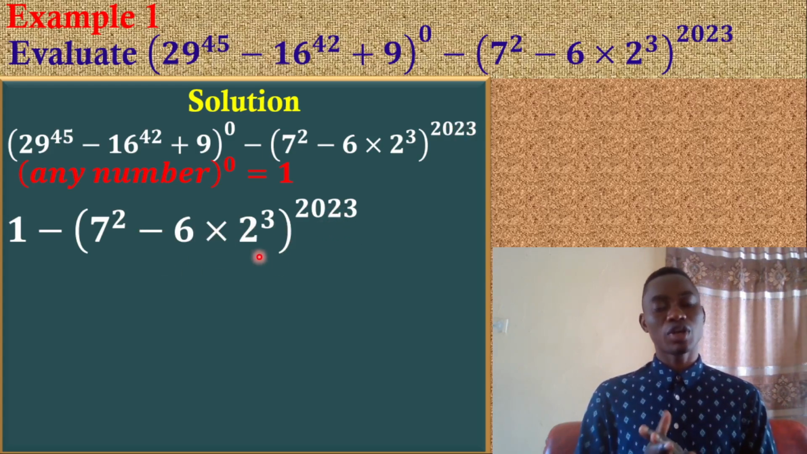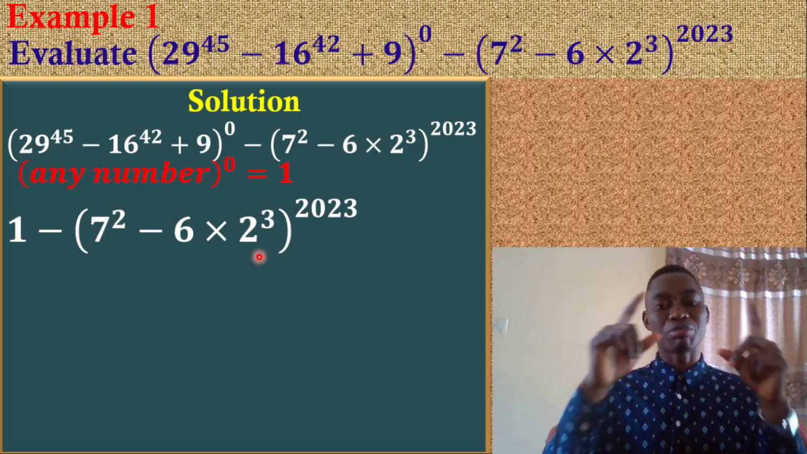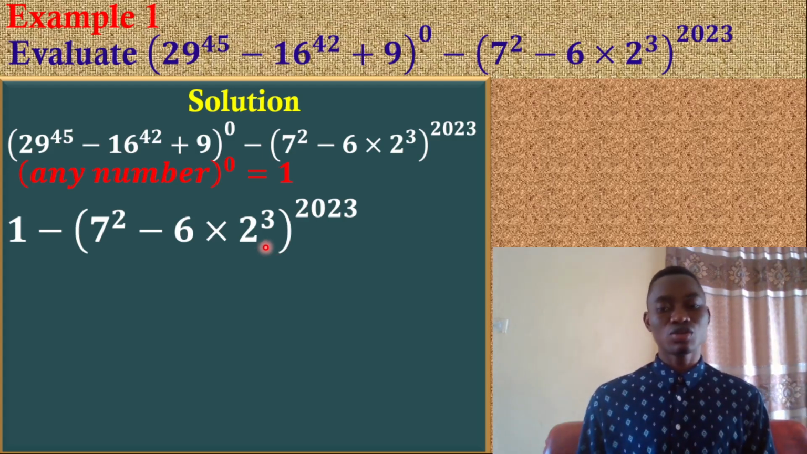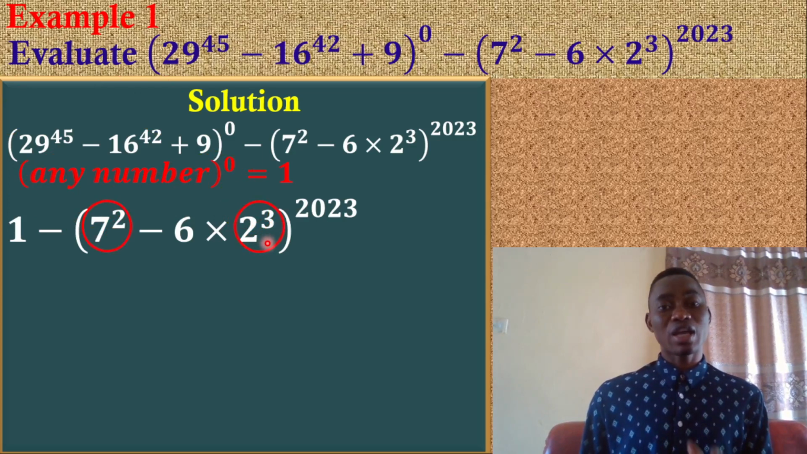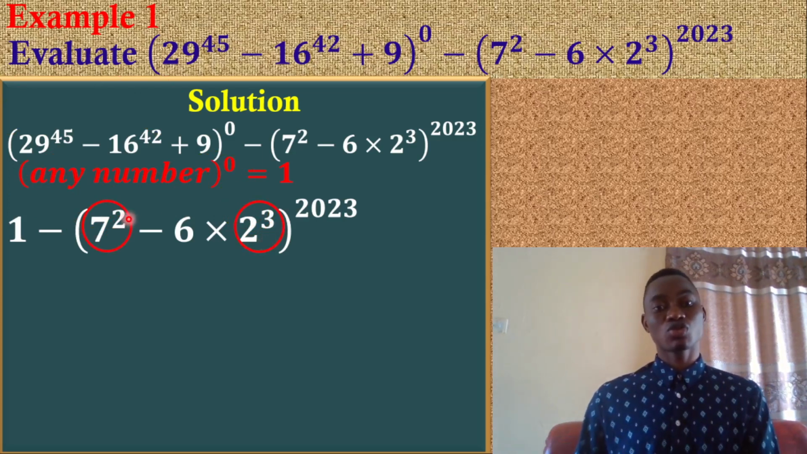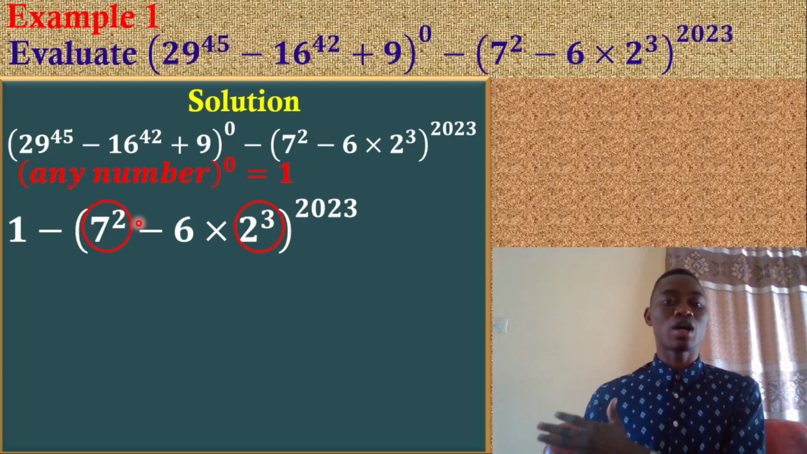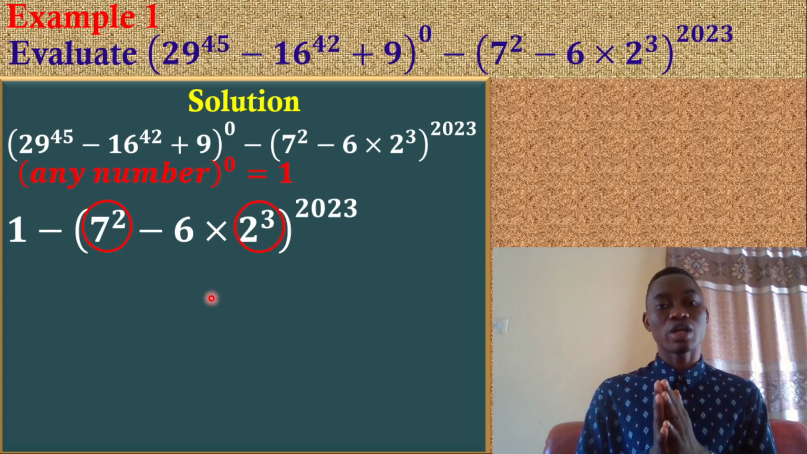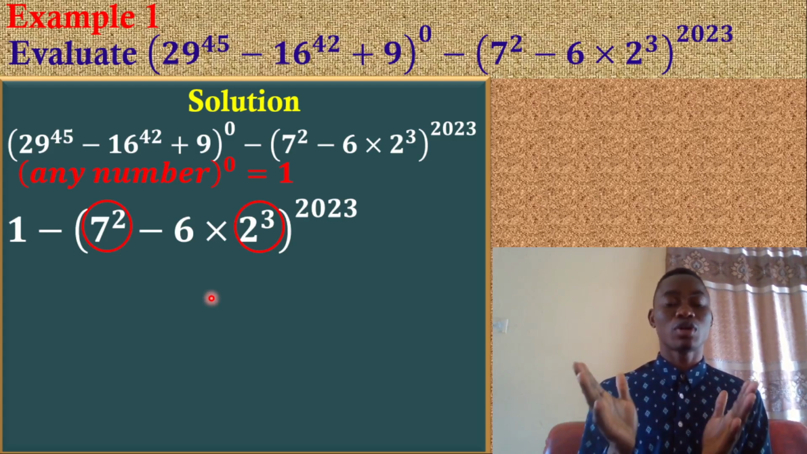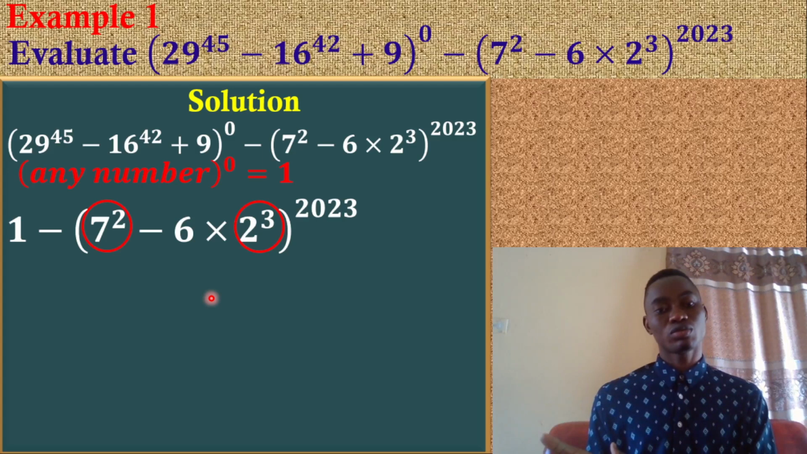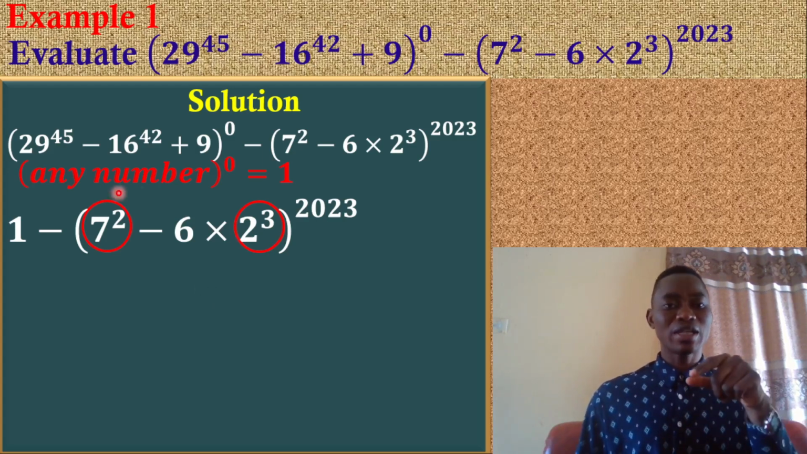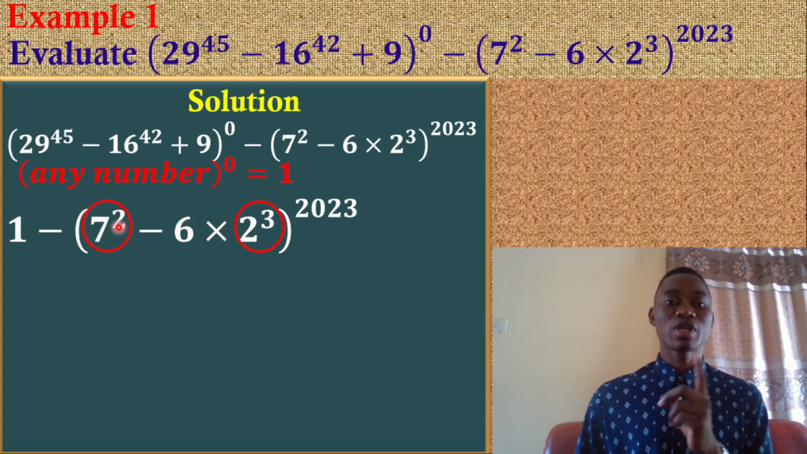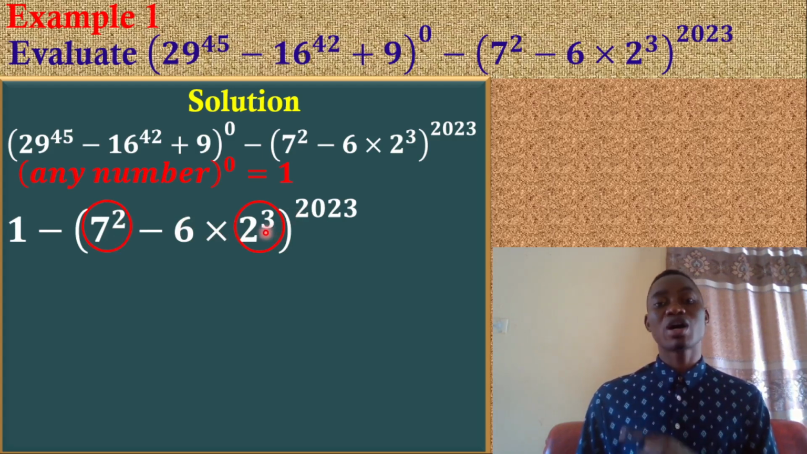Now, don't forget that in BODMAS, we take care of the bracket first. Is that clear? Then after bracket, what follows is what? O, which is others. And in BODMAS, we have been made to know that others stand for powers or roots. Inside this bracket we have 7 squared and 2 raised to the power of 3. So we are going to take care of the powers first of all.